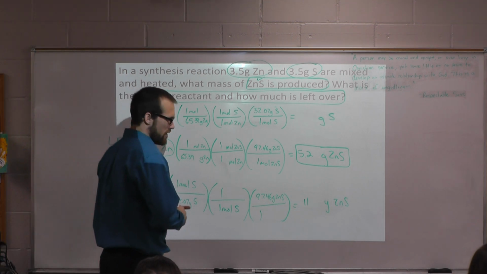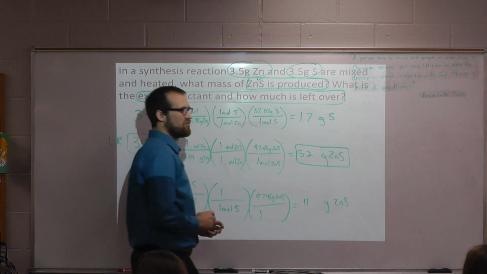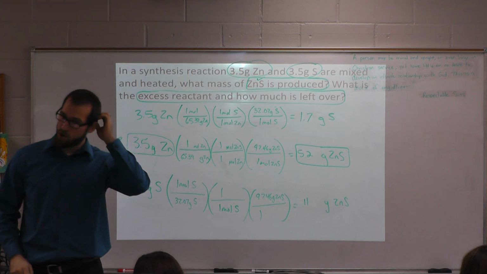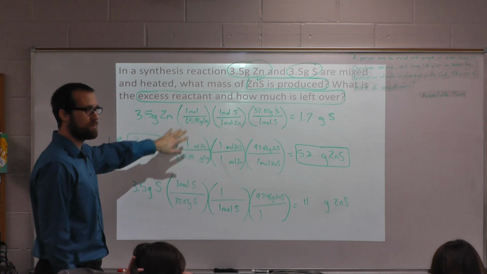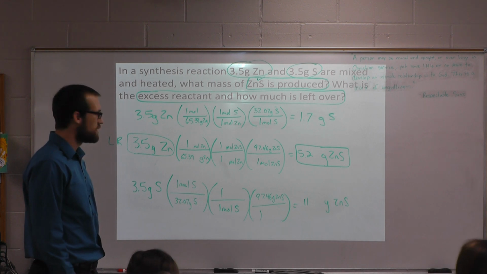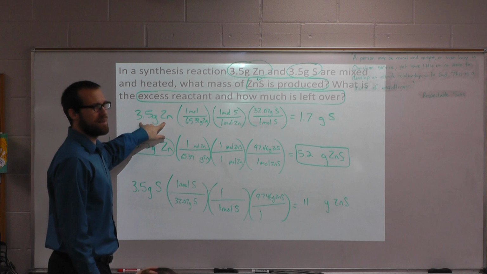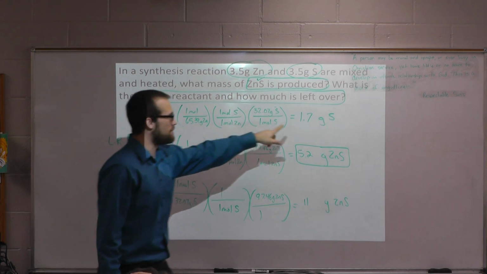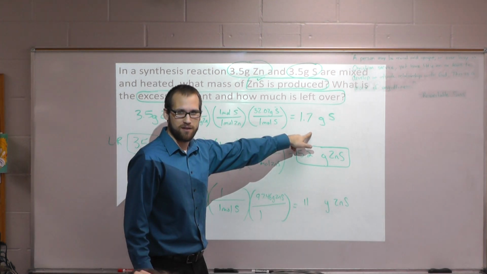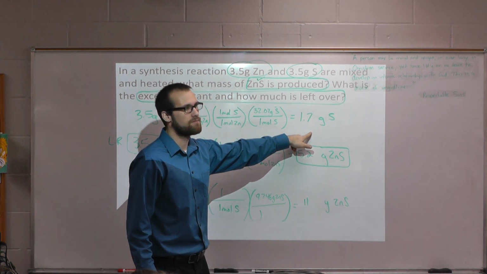Okay? We better get a number here. 1.7. Who can make sense of what we do with that? What is this saying? It's saying that you have 1.7 grams of sulfur. If I'm going to react this all the way, which is what we're doing, it's the limiting reactant, correct? This is how much sulfur I would need to react all the way. That's what that means.